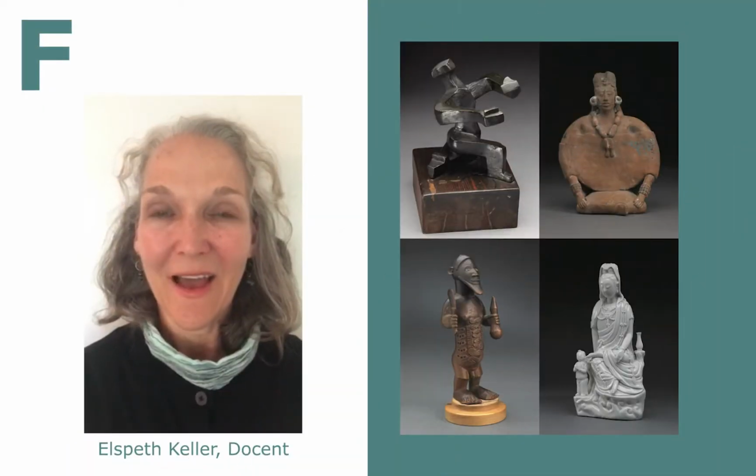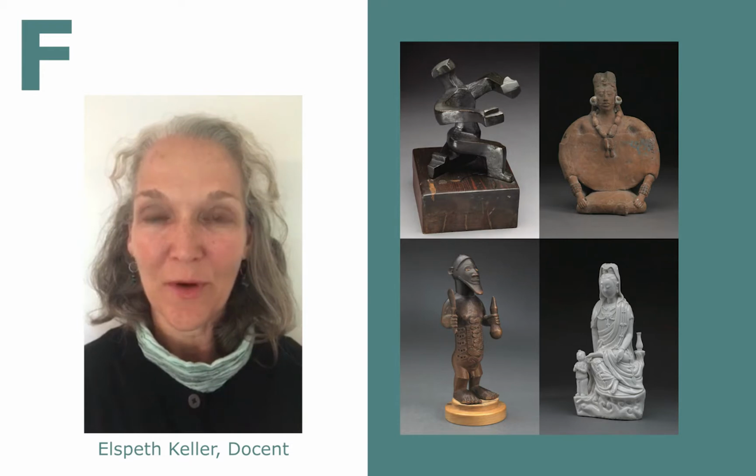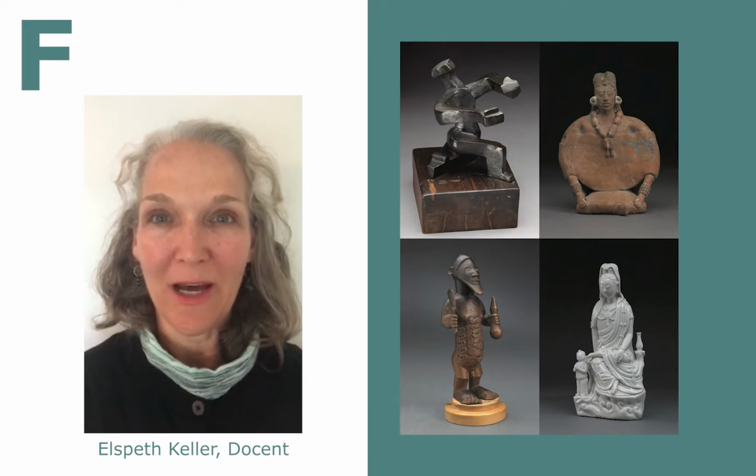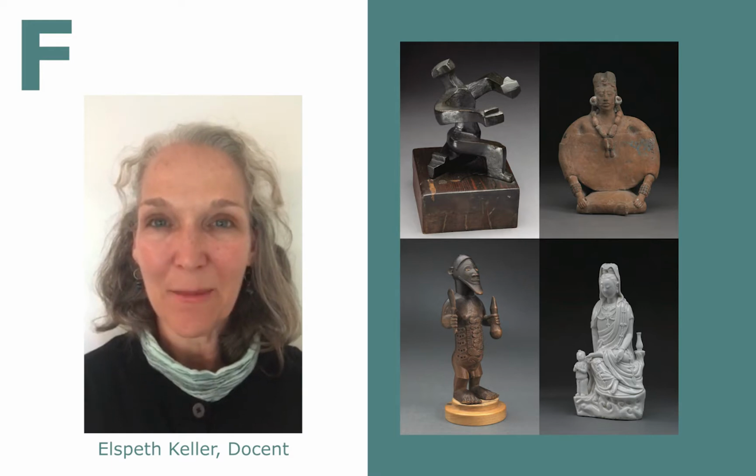E. E is for elbow. A girl has a wonderful adventure. Is this a miniature house or a giant girl? F. F is for figure. These sculptures, all of the human body. How are they the same and how are they different?